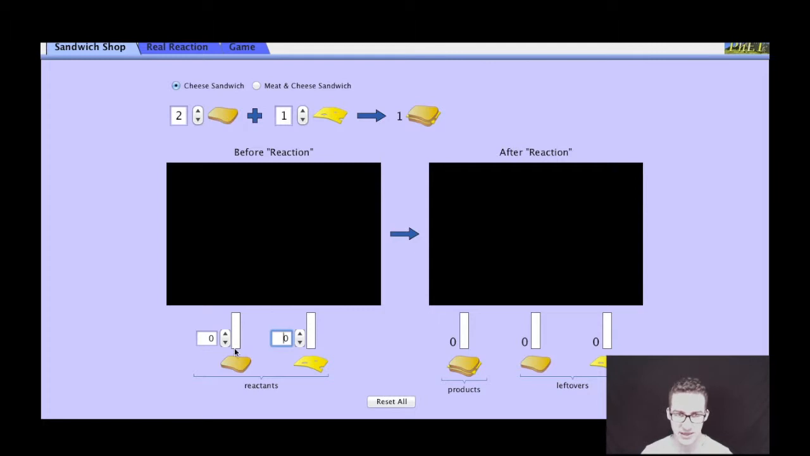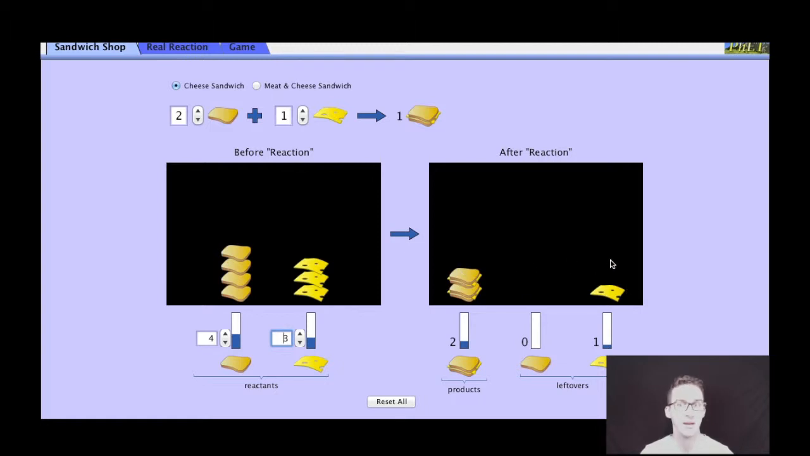Let's say I started out with 4 slices of bread and 3 slices of cheese. Again, as we look at our balanced chemical equation, for every 2 slices of bread, I need 1 slice of cheese to make a cheese sandwich here. And so these 4 slices of bread will help me make 2 sandwiches. I will only use 2 of the 3 slices of cheese to make those 2 sandwiches, and I'll have 1 slice of cheese left over in excess.